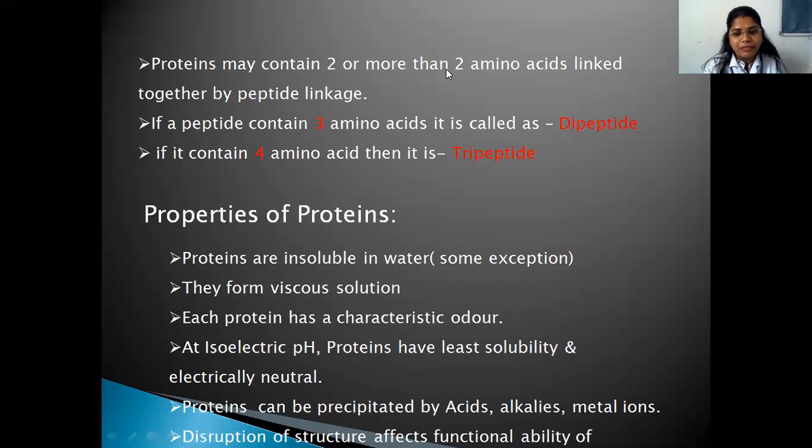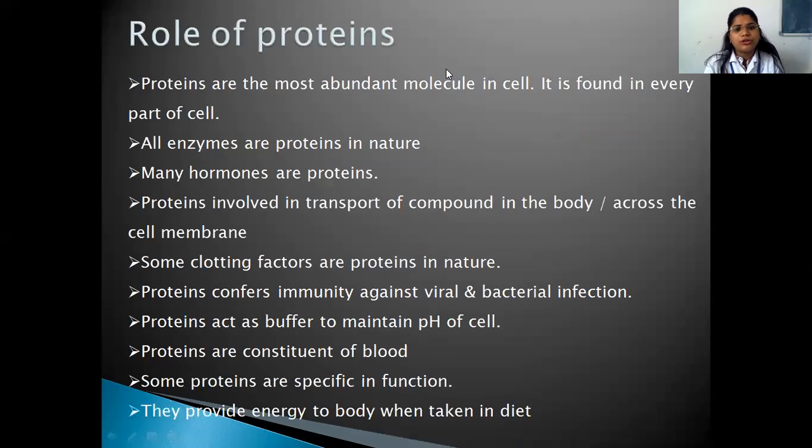Proteins can be precipitated by acids, alkalis, as well as various types of metal ions. Next, if the structure of the protein is disturbed or disrupted, that affects the functional ability of the protein. Okay, then next are the roles of protein.